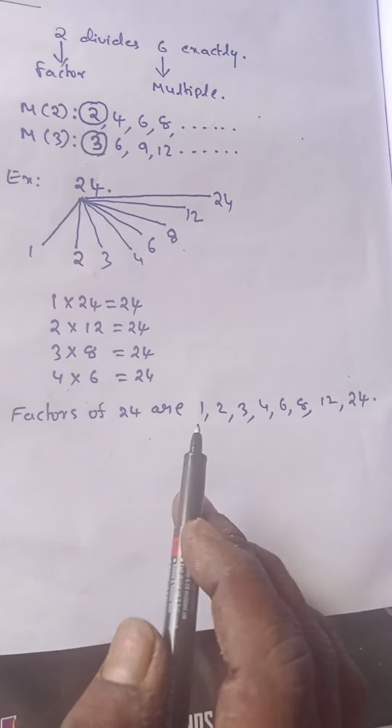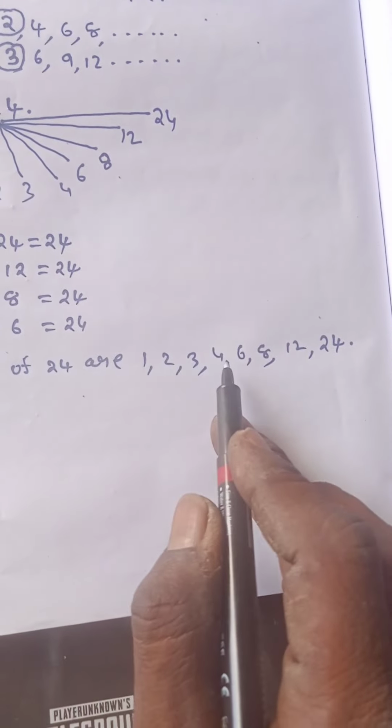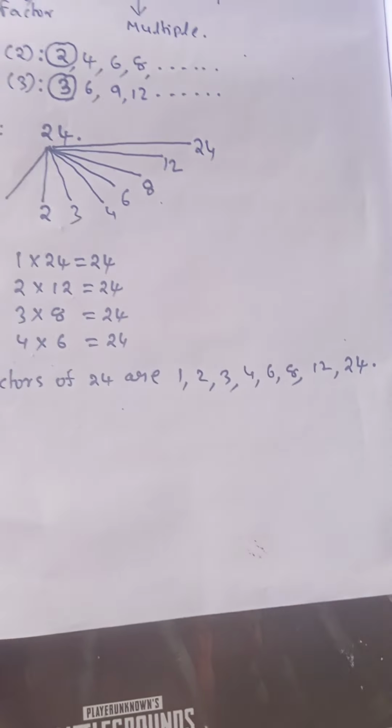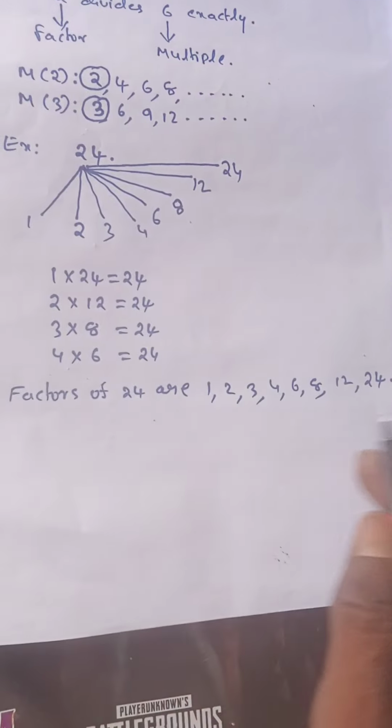So how many factors exist for this number? Just count them once here: 1, 2, 3, 4, 5, 6, 7, 8. So 8 factors exist for the number 24. These are the factors of 24.